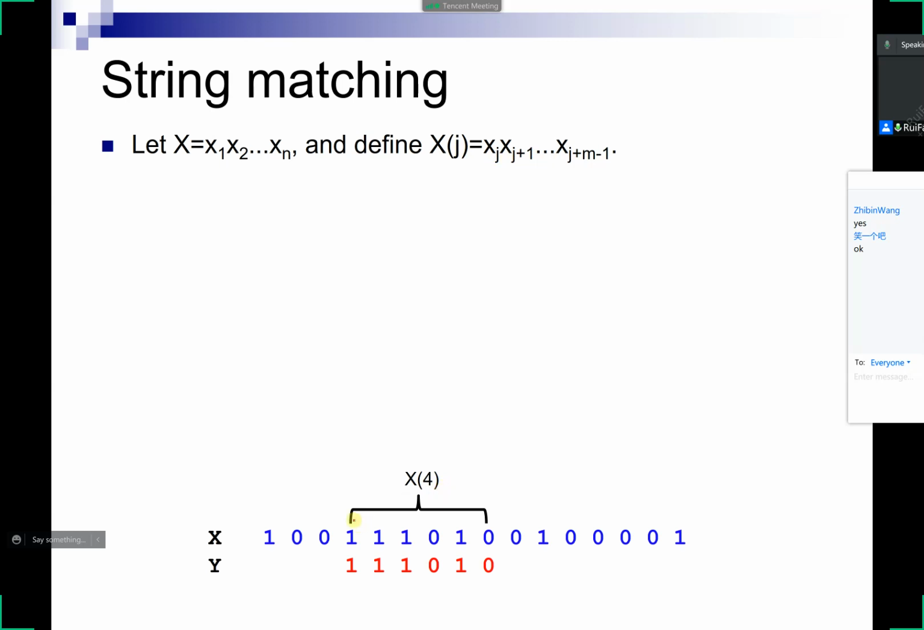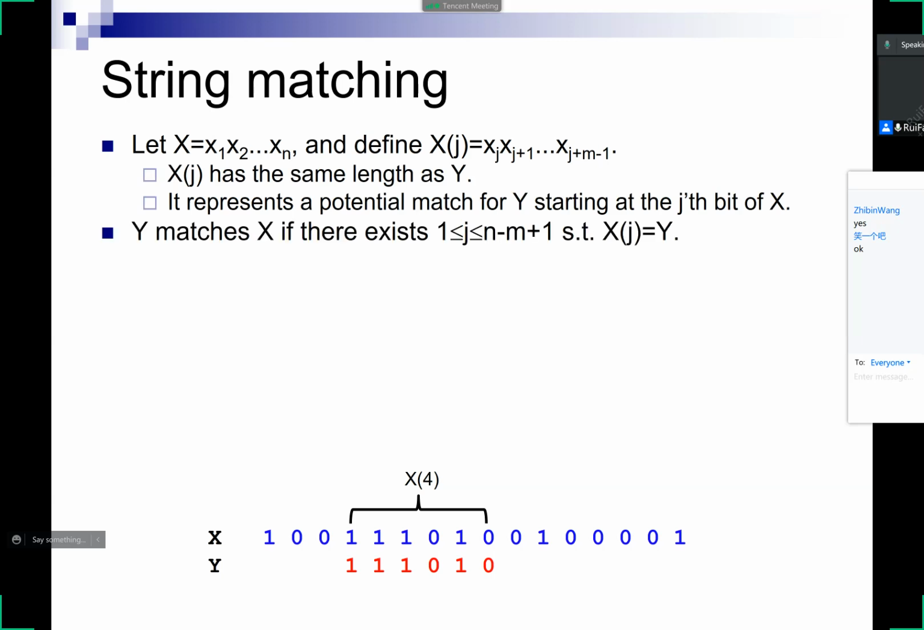This x4 represents a potential match between x and y at location 4, because this x4 has the same length as y, and so it can potentially match y, and it starts at position 4. So basically what we should be doing is we want to compare, do x and y match at position 1? So you want to look at x1 compared to y. If that doesn't match, you can look at x2 compared to y, x3 compared to y, and so on.